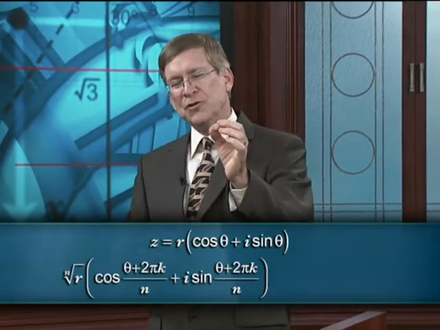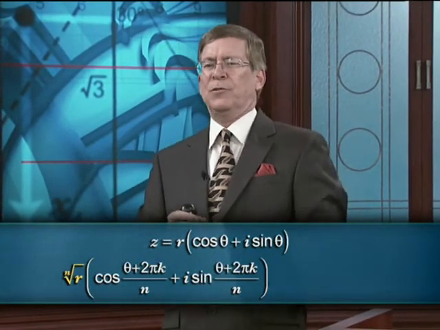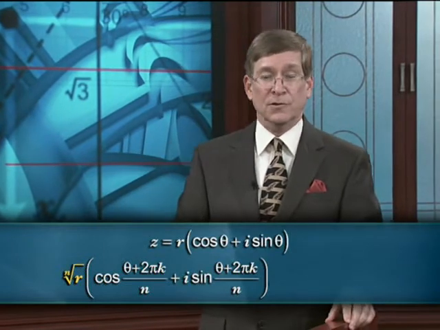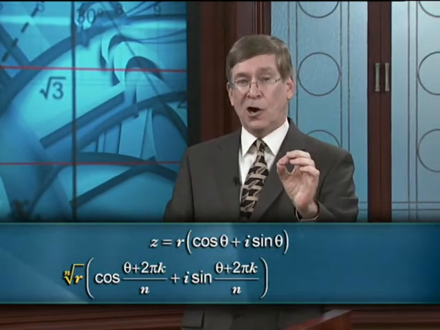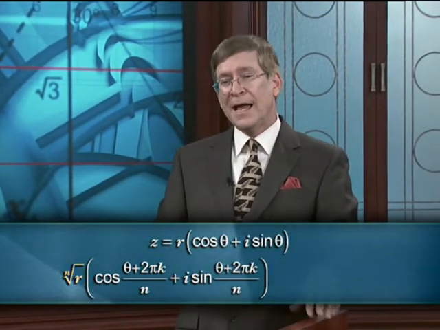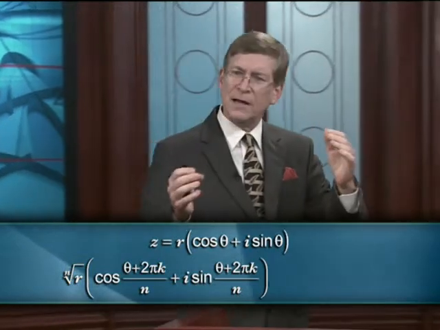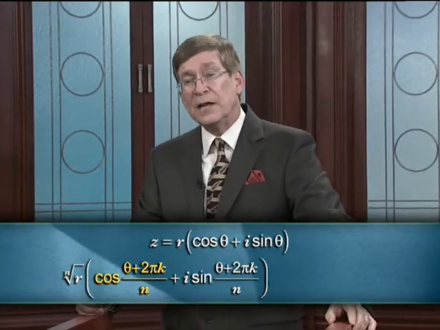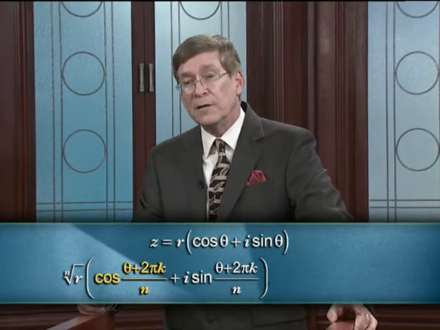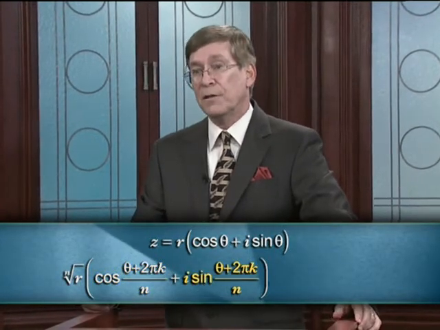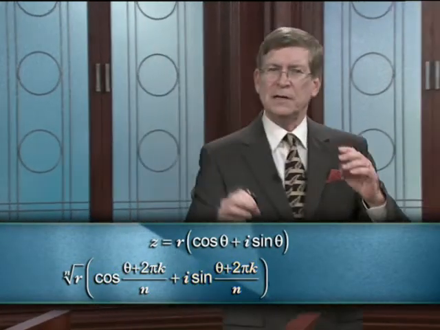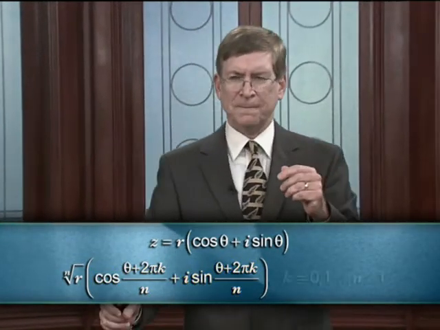Well, the modulus is the real nth root of r. Remember, r is the modulus of the original number. So you take the nth root of r, the real nth root, and then you multiply it by the following expression. Cosine, and in the numerator, it's theta plus 2 pi k over n, and then plus i sine theta plus 2 pi k over n. Now that looks pretty complicated, but let me try to explain it.